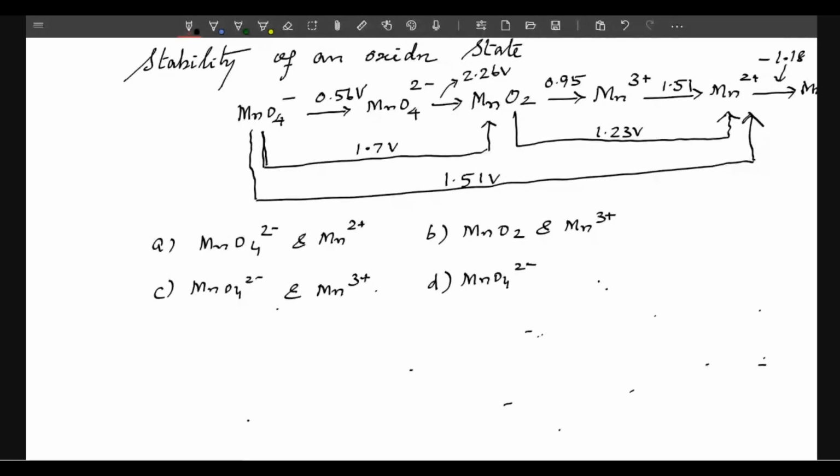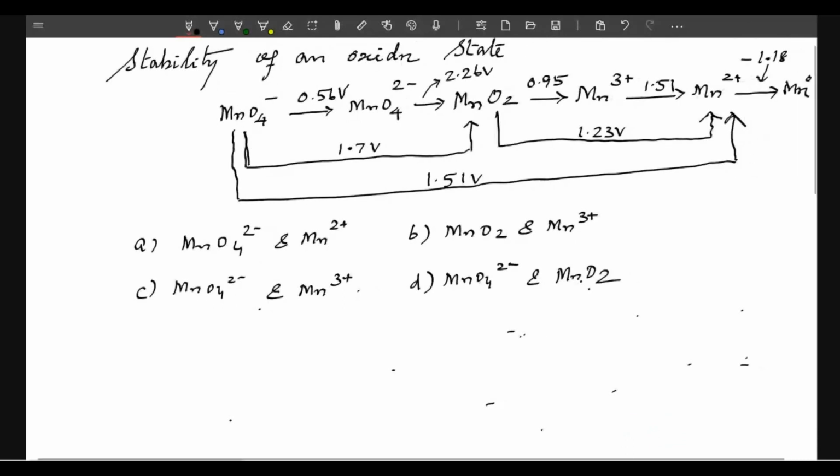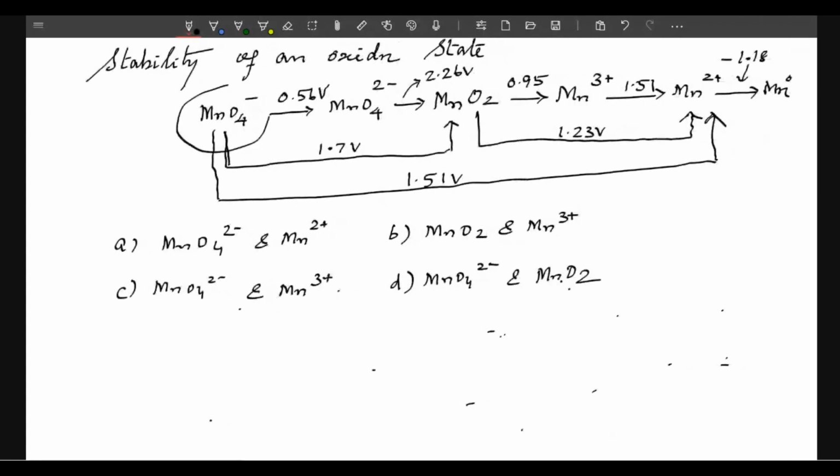Sorry, not MnO4 and Mn3 plus, the option is MnO2. Which species are unstable? First thing, the extreme species would not undergo any disproportionation. Therefore, in the answer, what are the extreme species present in our case? The permanganate and the manganese.